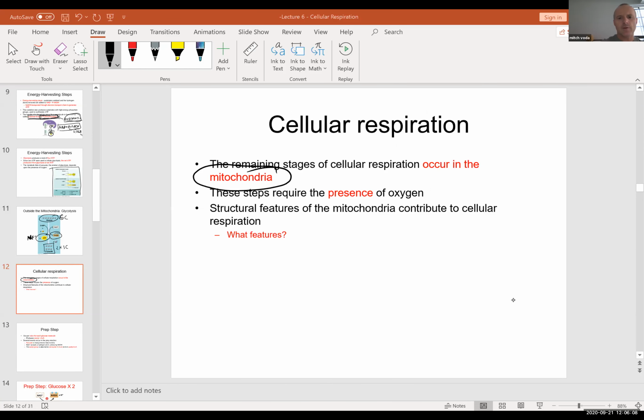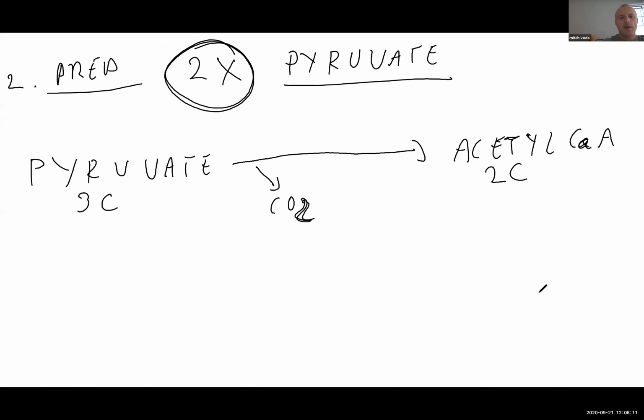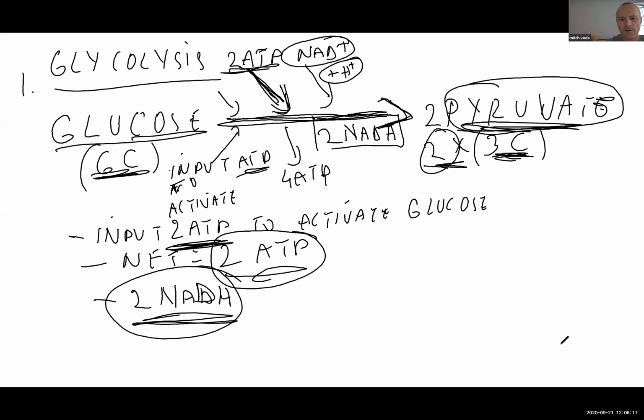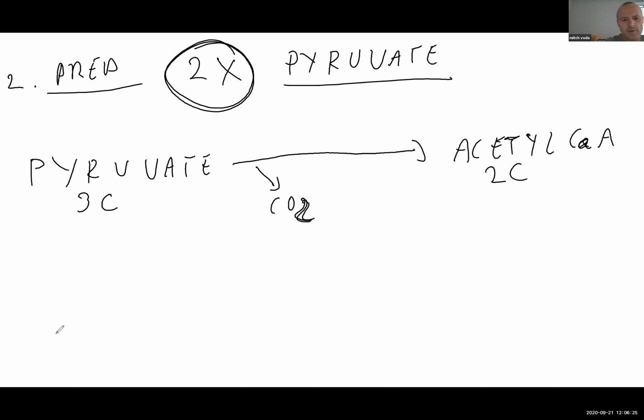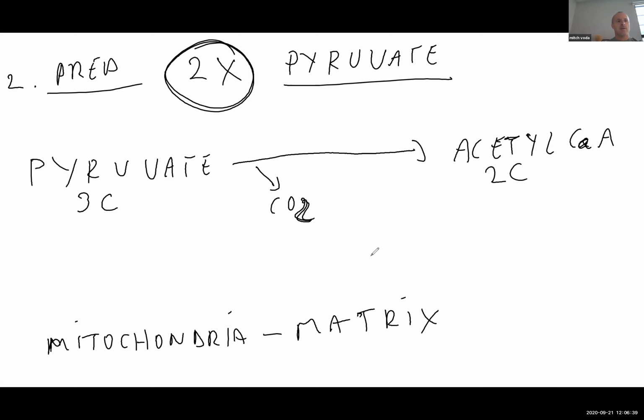All right, now let's go to the second step. Pyruvate. Glycolysis takes place in the cytoplasm. The prep step takes place in the mitochondria, more exactly in the matrix of the mitochondria.